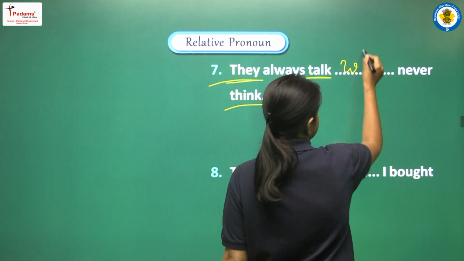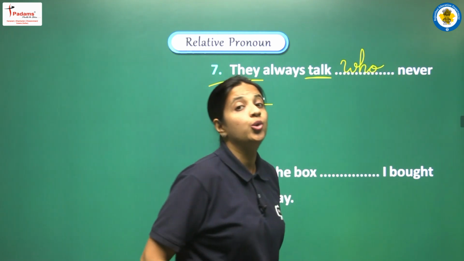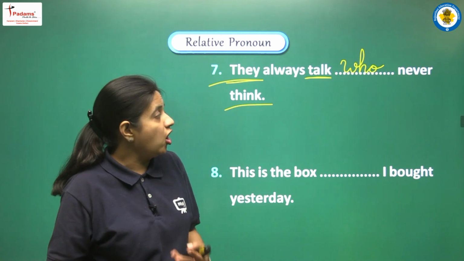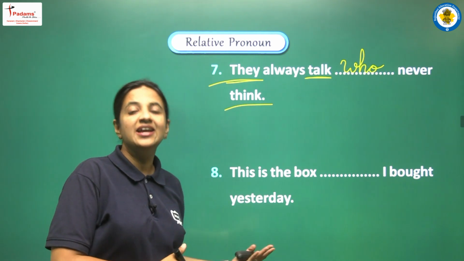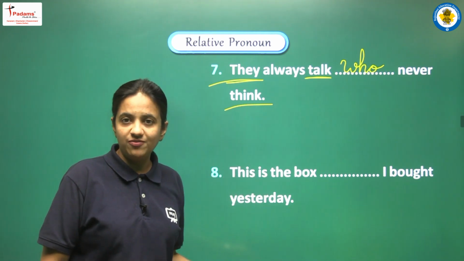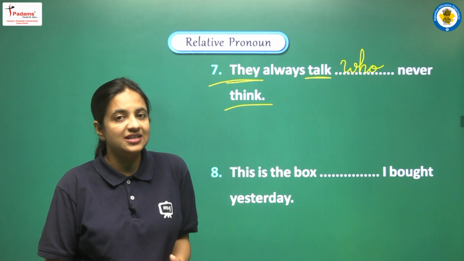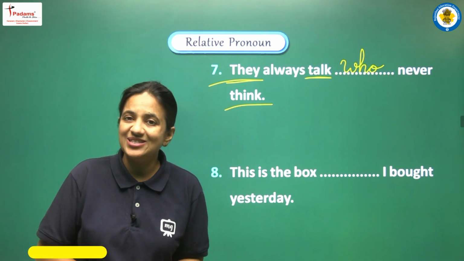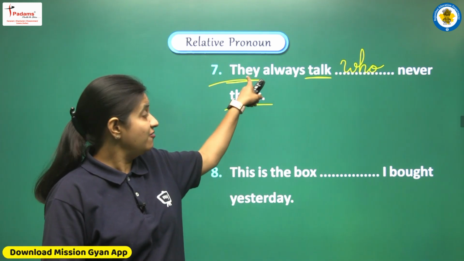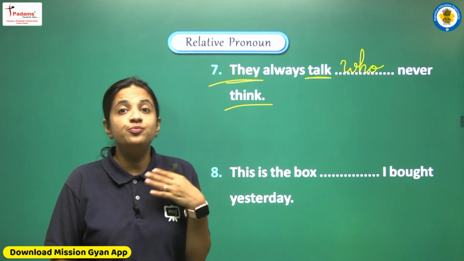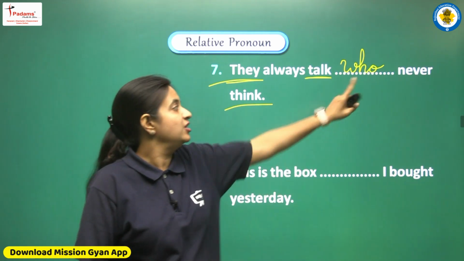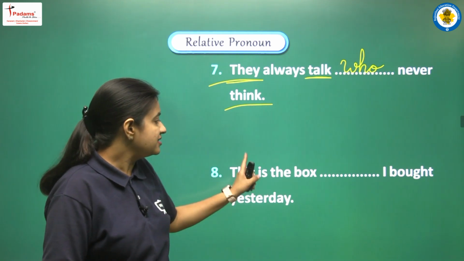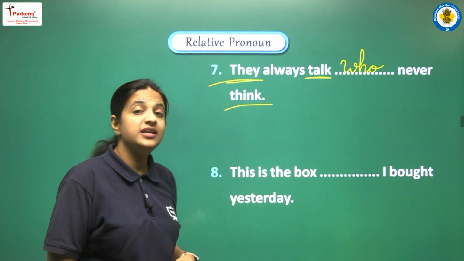So what will be the answer? Yes, now we have to write who here, and the complete sentence will be they always talk, who never think. And yes, again one important point that we have already discussed: who is used for singular subjects and also for plurals. So here we have they, which is an example of a plural subject, but yes, we can use who here as well. Okay. Next sentence, this is the box I bought yesterday.